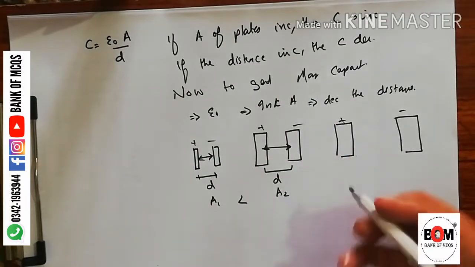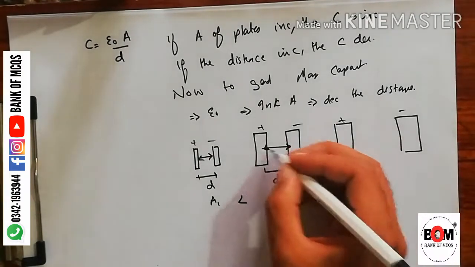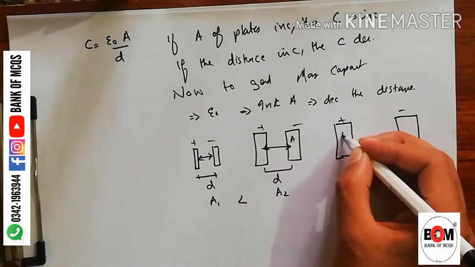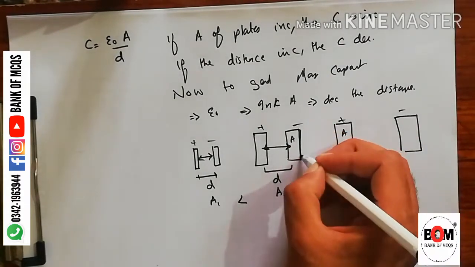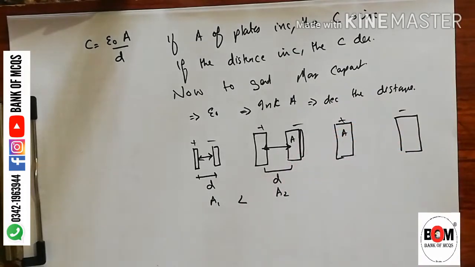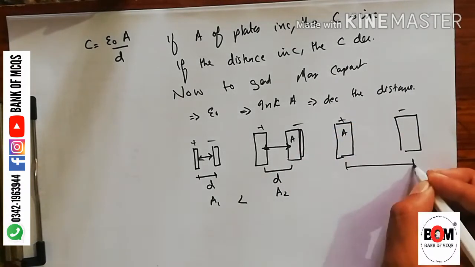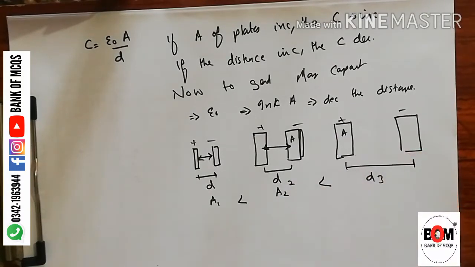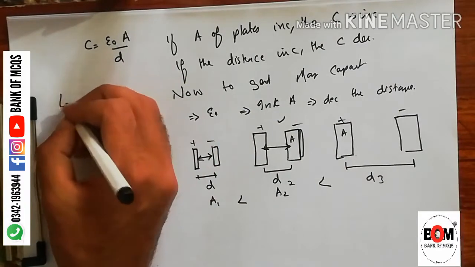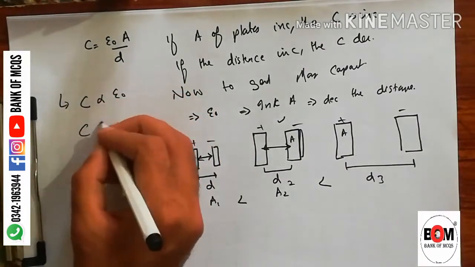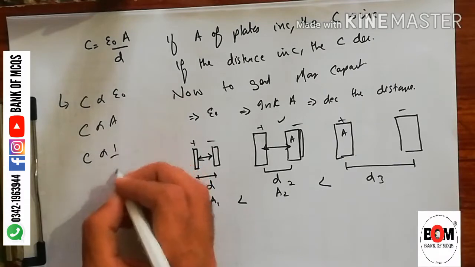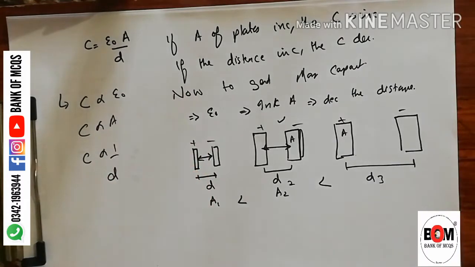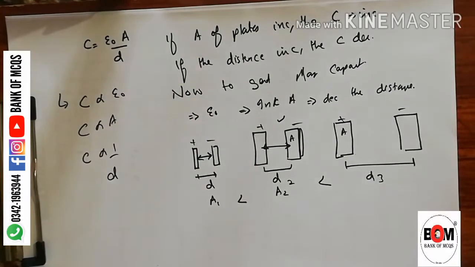Now in the case of the other two, for example, this area is equal to this area. There is a little bit of a mistake in the drawing, but suppose this area is the same as this area. Now this distance is more than this one: D3 is more than D2. So as the distance increases, capacitance decreases. So option B has more capacitance. To summarize, capacitance is directly proportional to E naught, directly proportional to A, and inversely proportional to D.